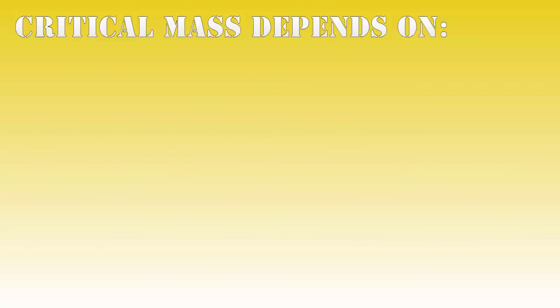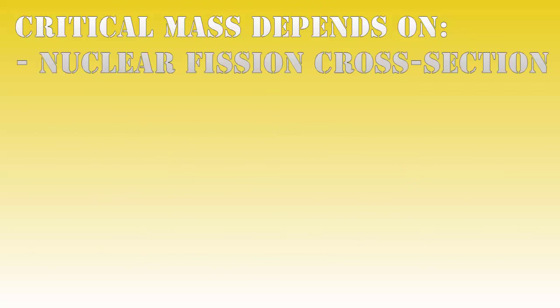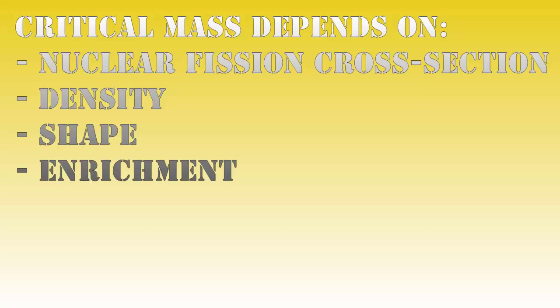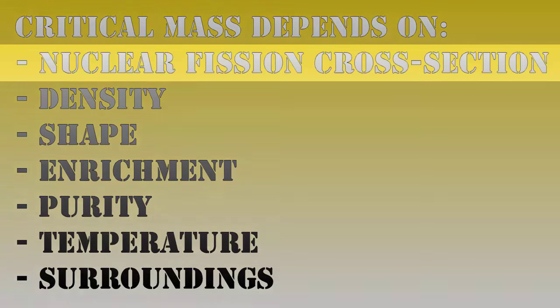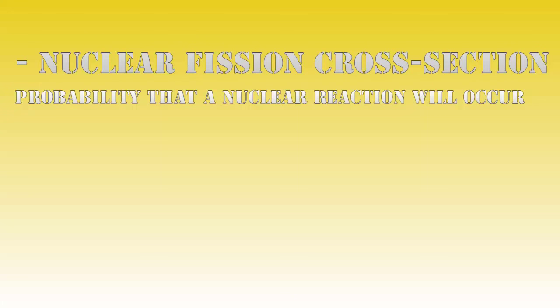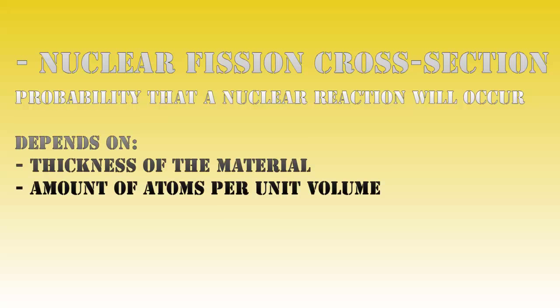The critical mass of a material depends upon its nuclear fission cross-section, its density, its shape, its enrichment, its purity, its temperature, and its surroundings. The nuclear fission cross-section is used to characterize the probability that a nuclear reaction will occur. The bigger the cross-section, the more likely it is that a nuclear reaction will occur. The size of the cross-section depends on the thickness of the material and the amount of atoms per unit volume.